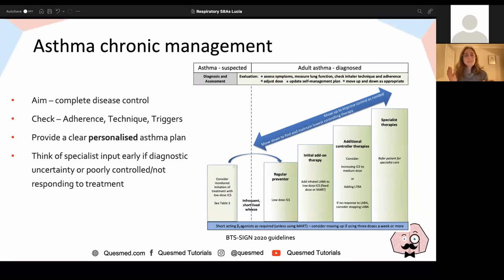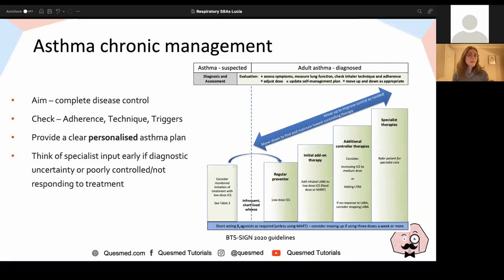It's not just about the medications. What you're looking for are things like adherence, technique of using the inhalers, making sure that patients avoid triggers, you know, if they have pets, if there's problems with their housing and dust and mites. These are all things that can be avoided without the need for medications. And then every patient should have a personalized asthma plan. This is very important, shown to be very effective in reducing exacerbation of asthma.